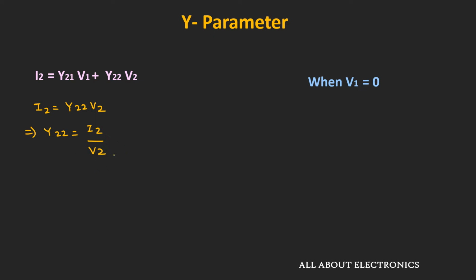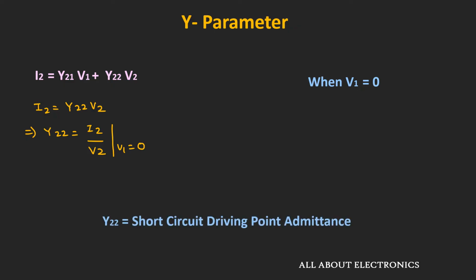And while finding this parameter, this voltage V1 is equal to 0. So this parameter is known as the short circuit driving point admittance, or simply the output admittance of the two-port network when the port 1 is short circuited.